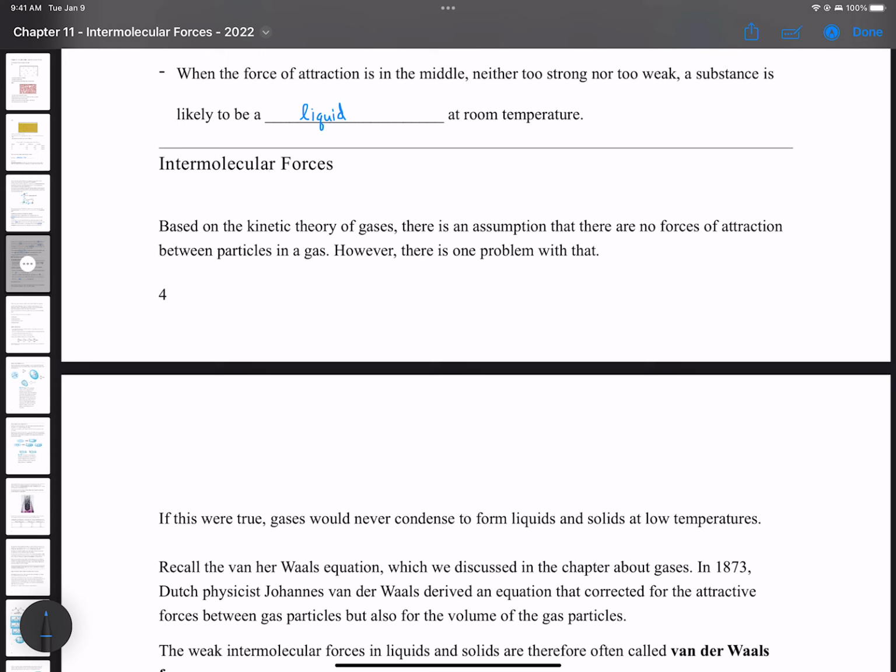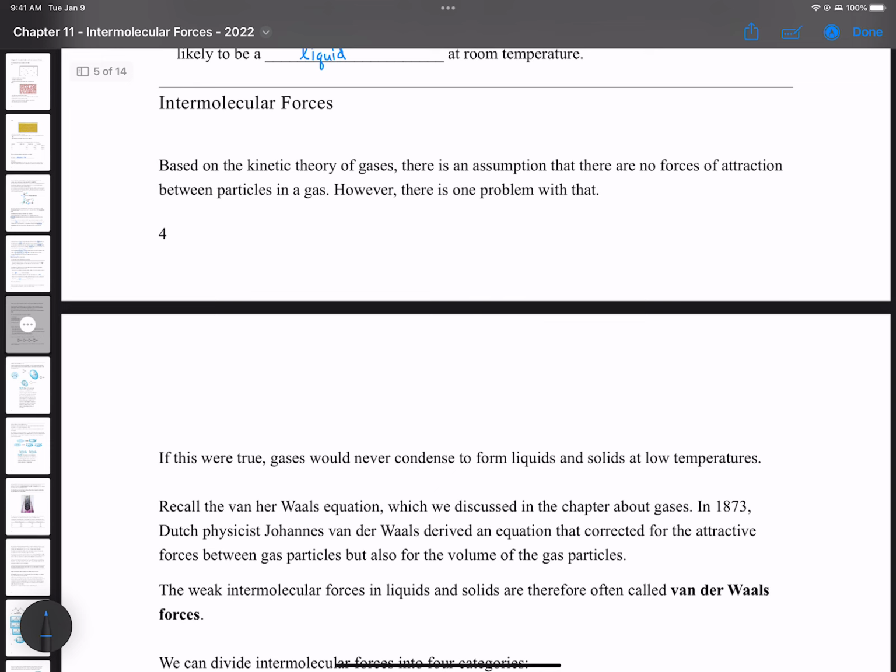So remember, in chapter 5 on gases, based on the kinetic theory of gases, there's an assumption that in gases there's no force of attraction between particles. However, there's one key issue with that. If this were true, gases would never condense to form liquids, okay? Or solids at low temperatures. So the fact that helium forms a liquid at a very, very low temperature disputes this, okay?